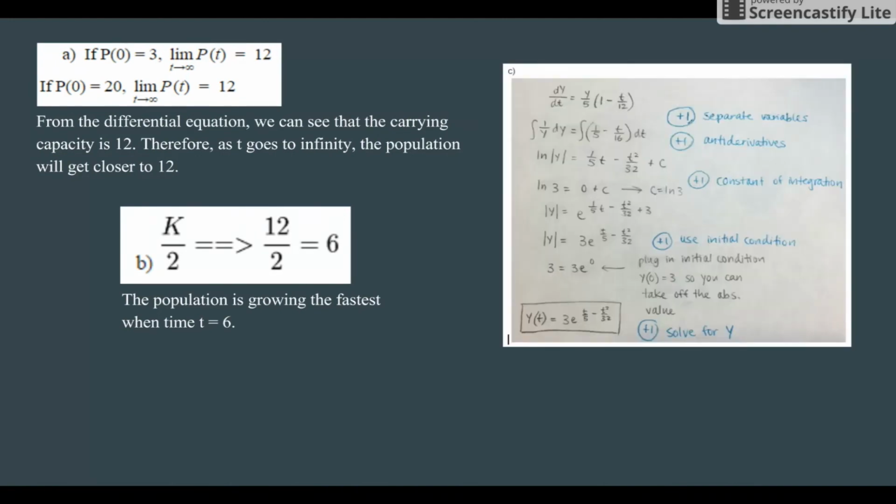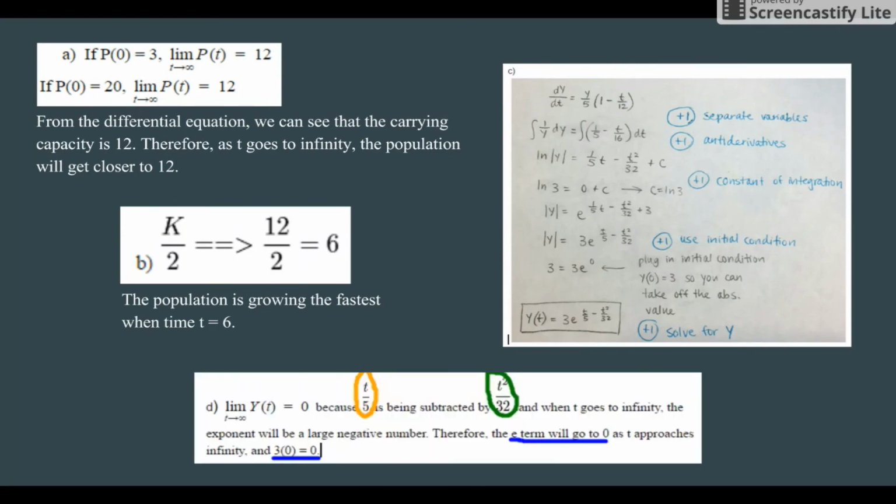Now for part C, they asked us to solve the separable equation that we had in the problem, which is dy/dt equals y over 5 times 1 minus t over 12. Here, we need to separate the variables, put antiderivatives on both sides, and solve for y. Eventually, we will get that y of t is equal to 3e to the t over 5 minus t squared over 32. For part D, we know that the limit as t goes to infinity of y of t equals 0.